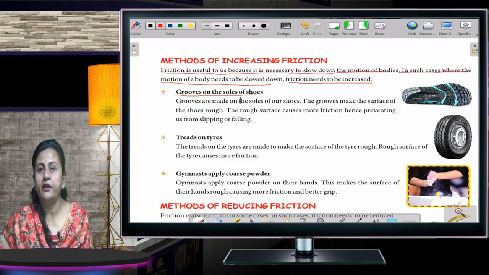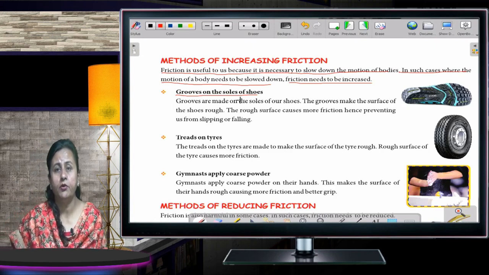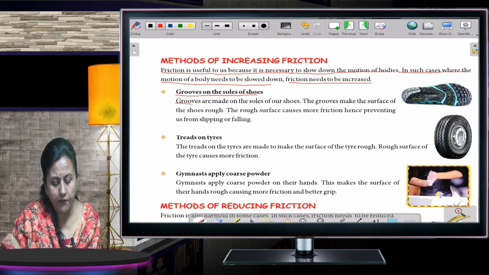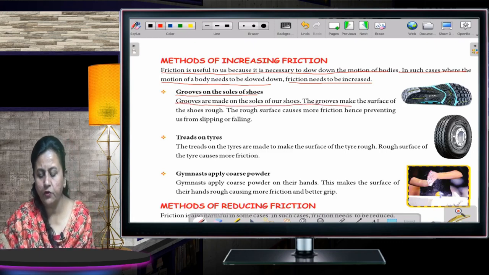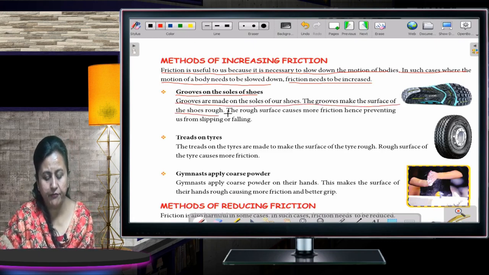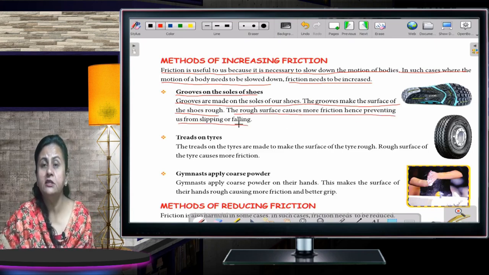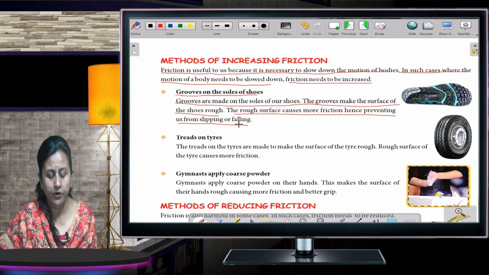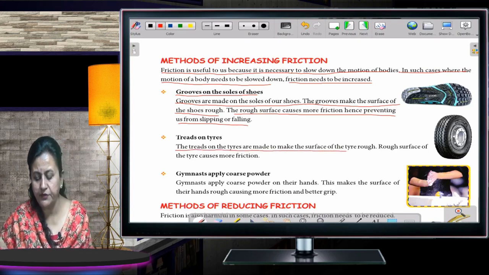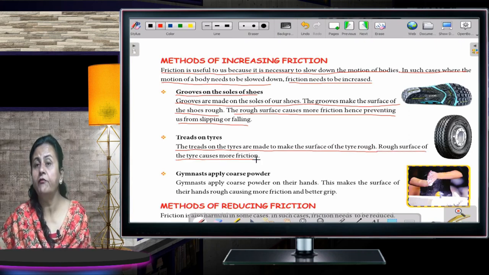Okay, so children, whenever you go to buy a shoe, please make sure the grooves of the shoe are properly done. Grooves are made on the soles of a shoe. The grooves make the surface of the shoe rough. The rough surface causes more friction, hence preventing us from slipping or falling. Now, treads on tires. The treads on the tires are made to make the surface of the tire rough. The rough surface of the tire causes more friction.